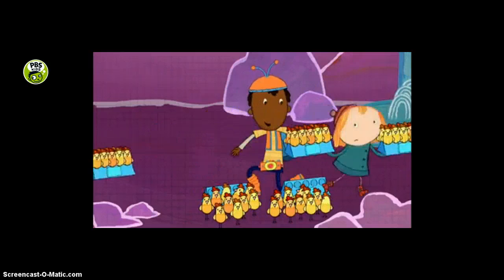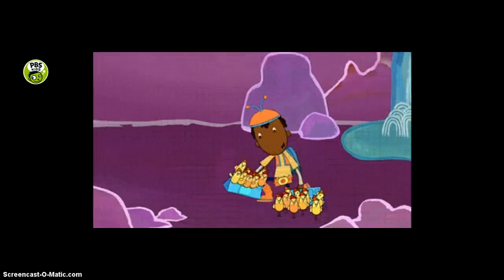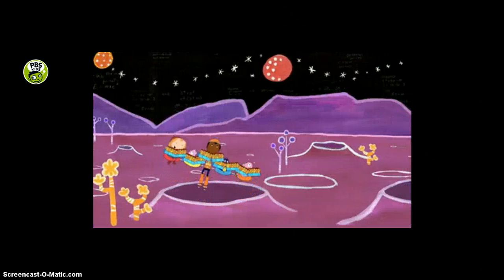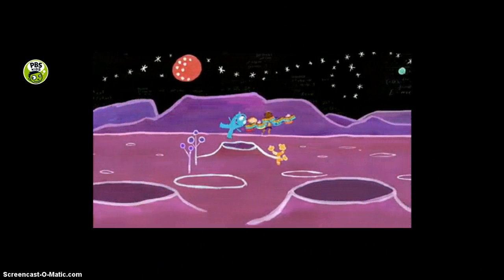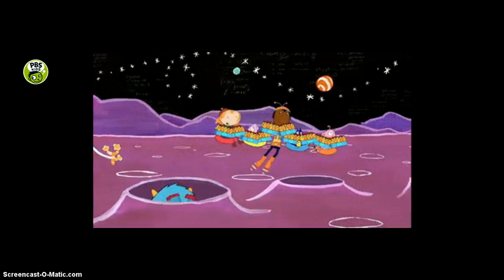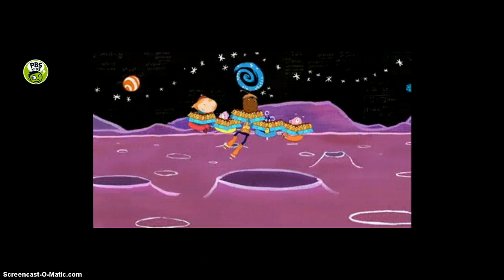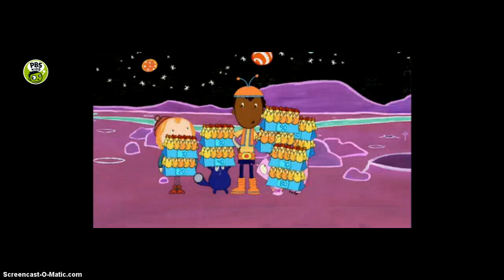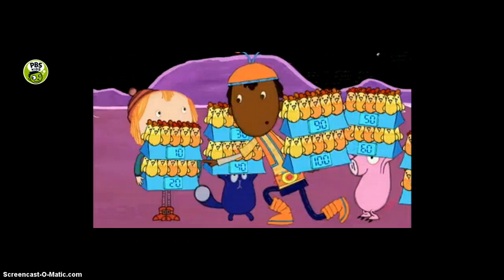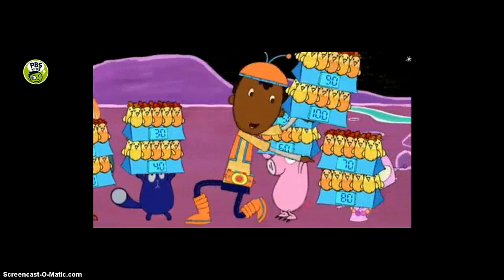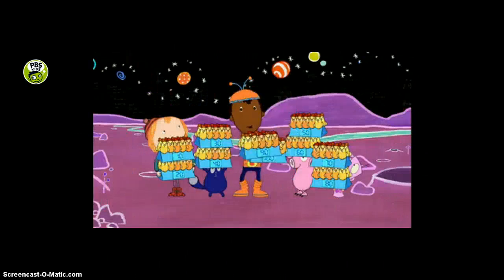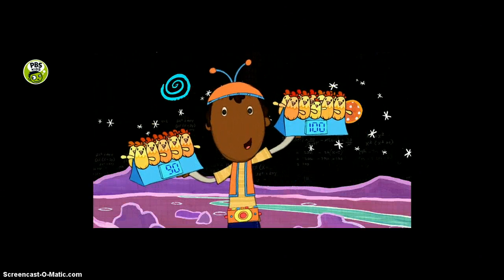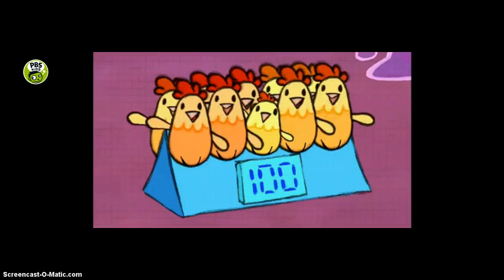10, 20, 30, 40, 50, 60, 70, 80, 90, 100. Wahoo! Counting by 10, chickens do any job that you need to do. Counting by 10 teaches you to count really high. Take your toll fast. 10, 20, 30, 40, 50, 60, 70, 80, 90, 100. I said 90. I said 100. Wahoo! Cheep, cheep, cheep.